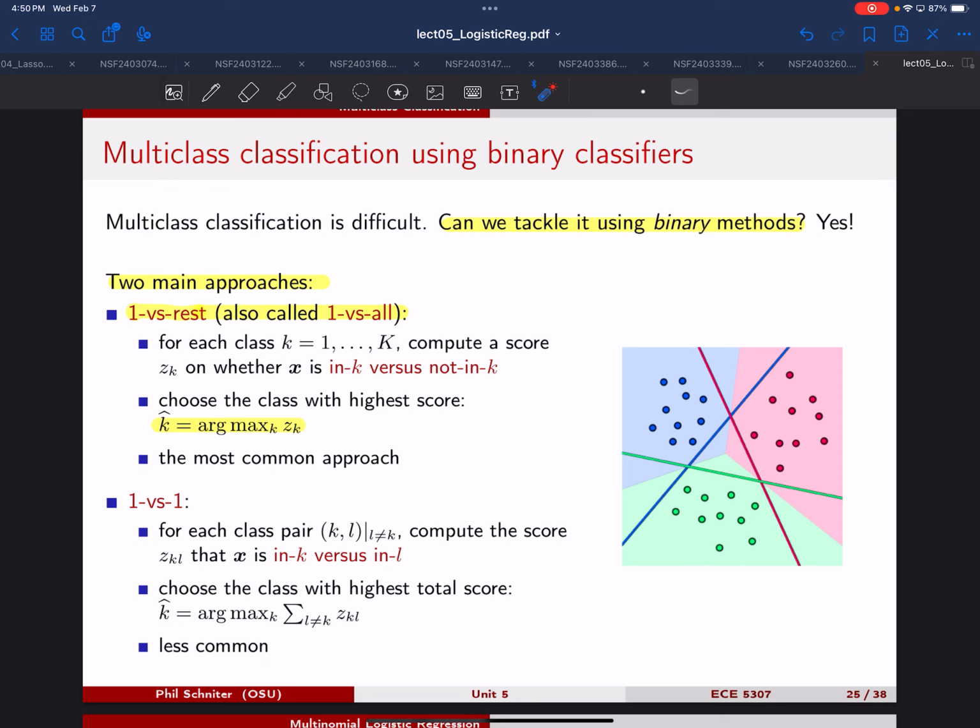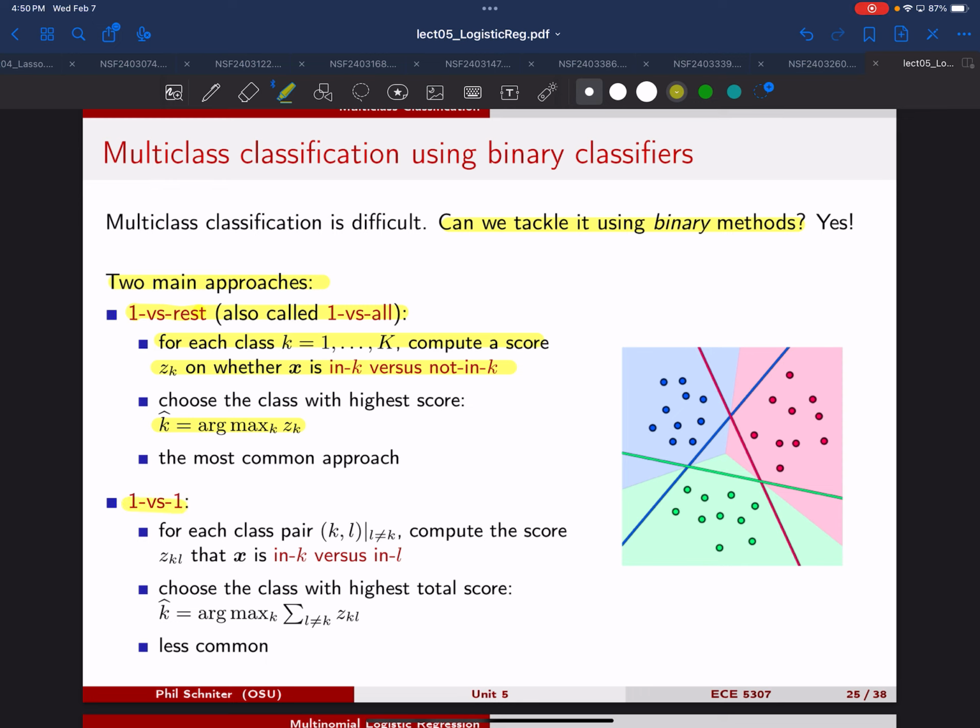It's the most common option. So that's the first of these two approaches. Is that making sense, how we're doing that? Any questions on that? There is another approach. We'll see it in one case in the next unit, but not as often. It's called 1 versus 1.